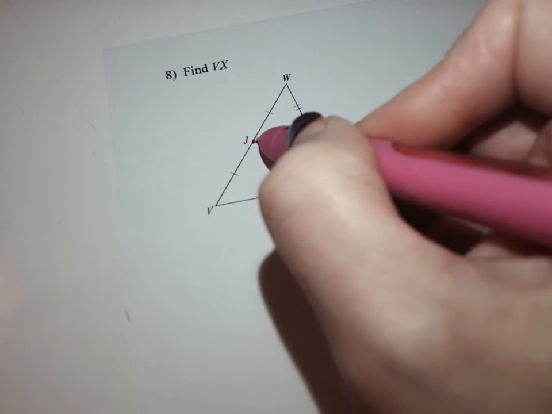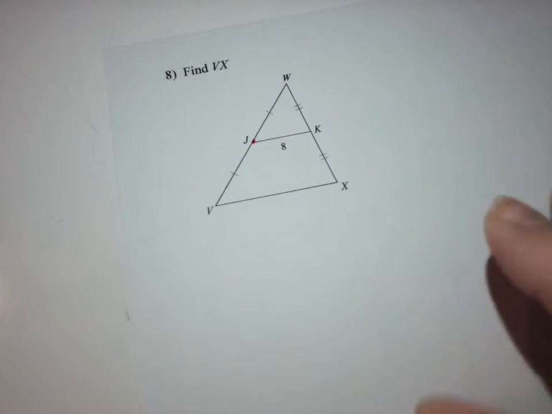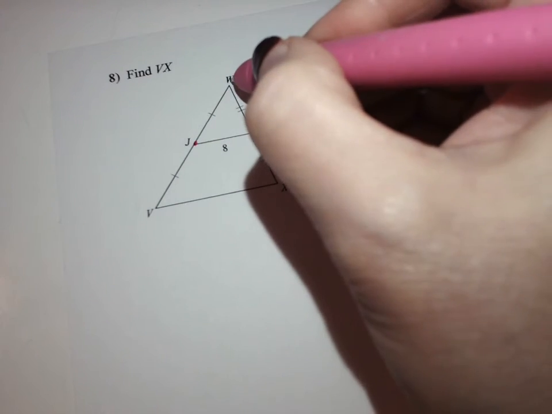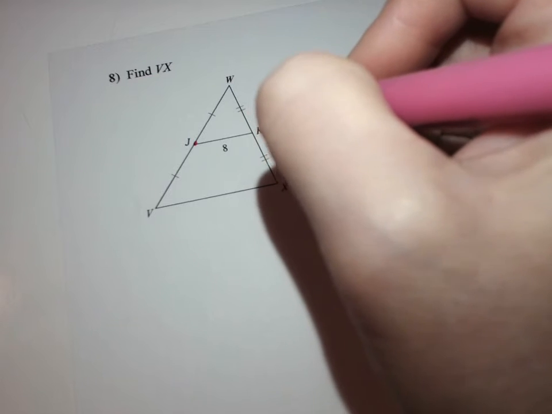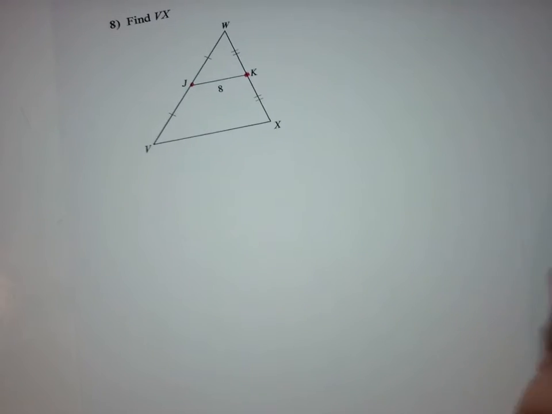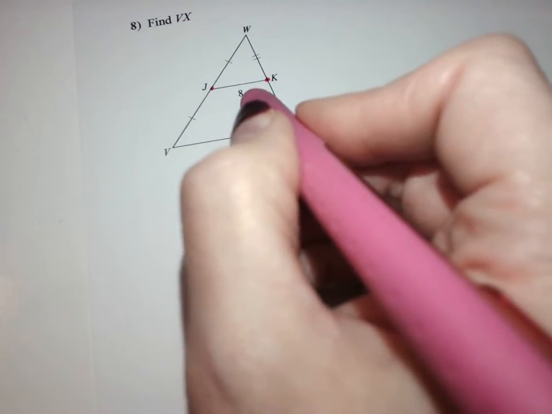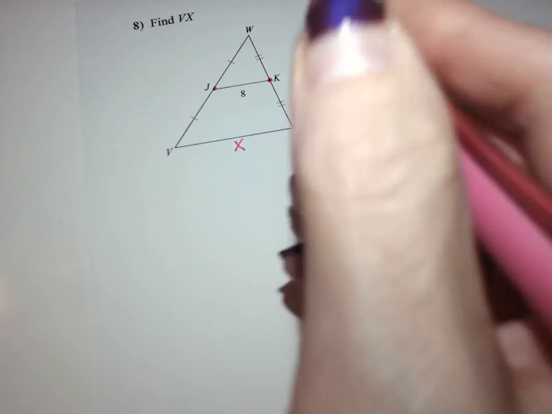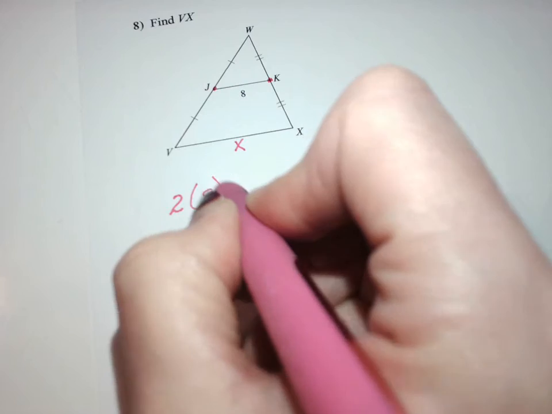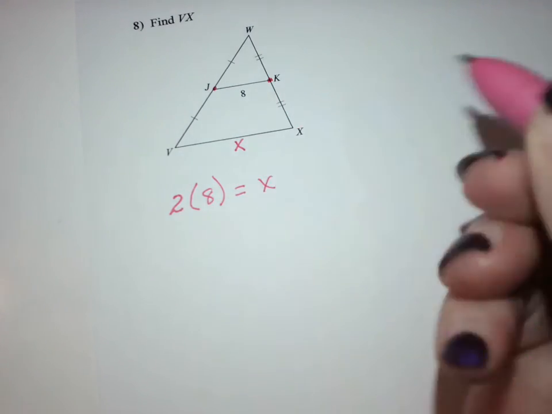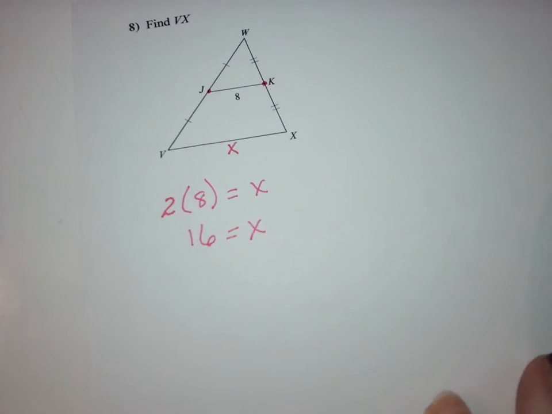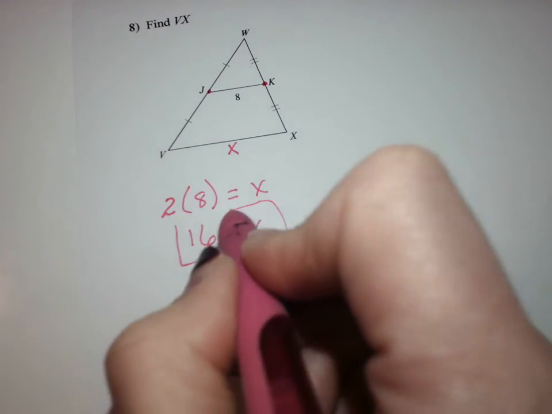So VJ is congruent to JW. We know that because of our given information. We have WX, and we know that this is the midpoint because of our hash marks here. And so we are given 8 here. So again, we're trying to find the bottom. So we can say that twice 8 is equal to x. And again, you're just multiplying. So that would be 16 is equal to x. So that would be our final answer there.